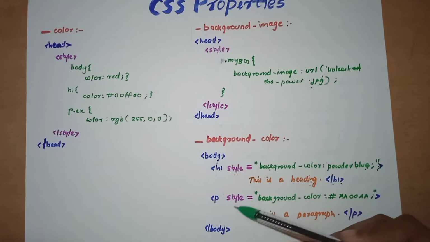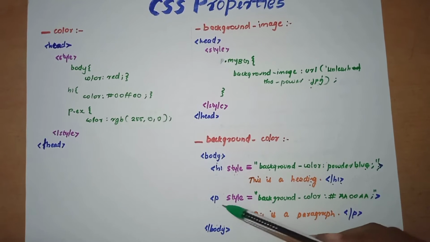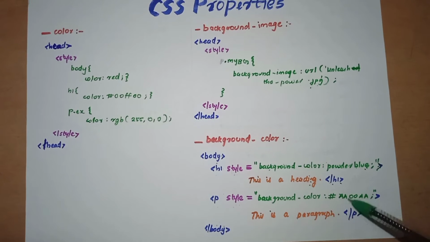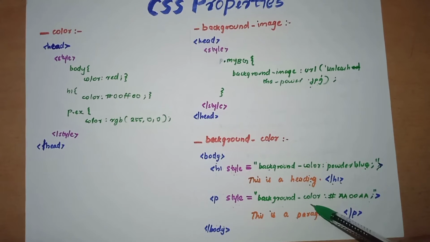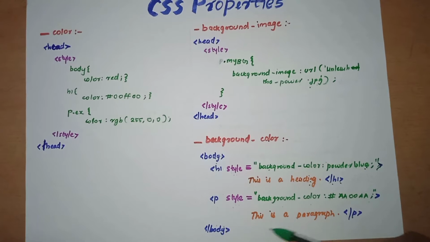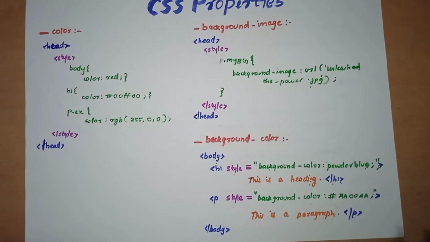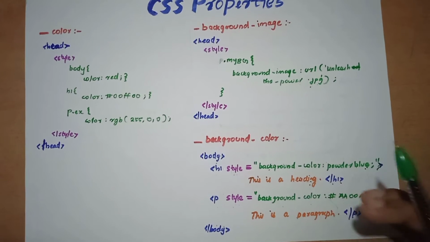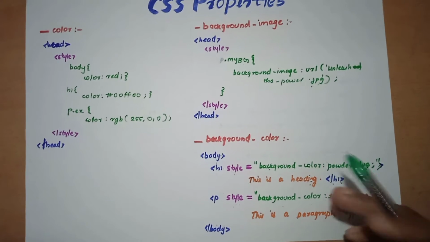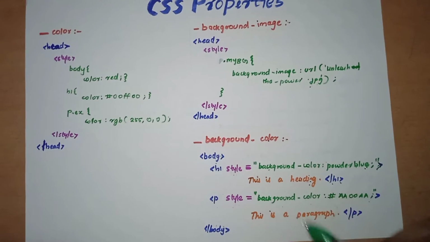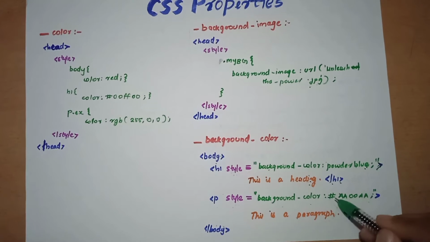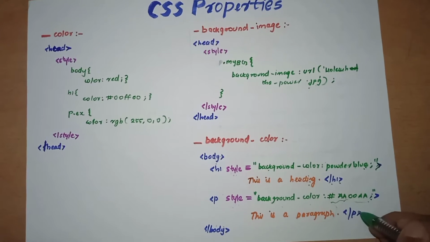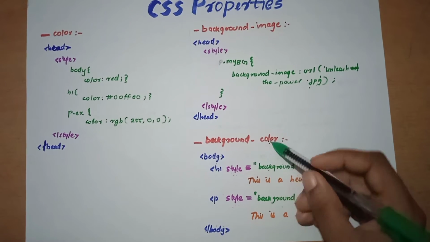In the same way you can use style for the paragraph, and I am going to add a color of this hex value to my background color. Whatever is there in your paragraph, it can be a set of different paragraphs, the background of that paragraph will be displayed in the color that we have given here. So this is all about the background color property of CSS.